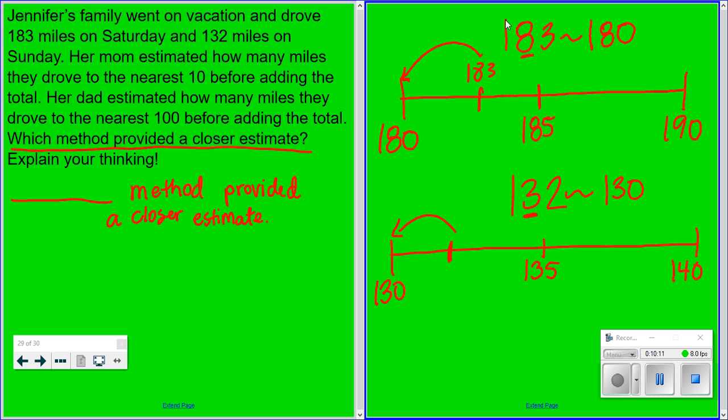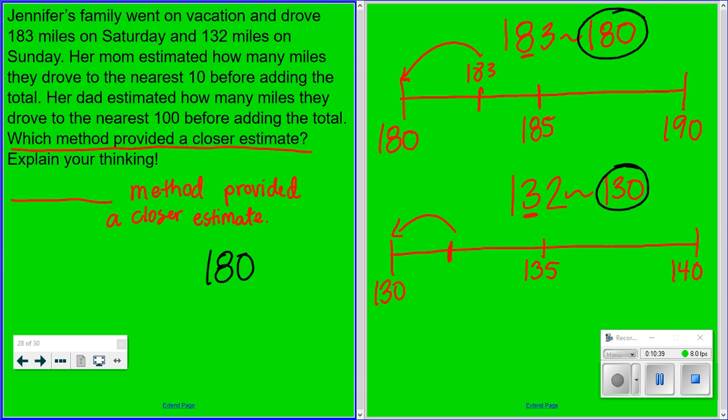Now, we're not done. If we look back in our problem, it says her mom estimated how many miles they drove to the nearest 10 before adding the total. So now we need to take 180 and 130 and add them together. 180 plus 130. Make sure you write that down on your paper somewhere. If you need room, move to the next page in your notebook.